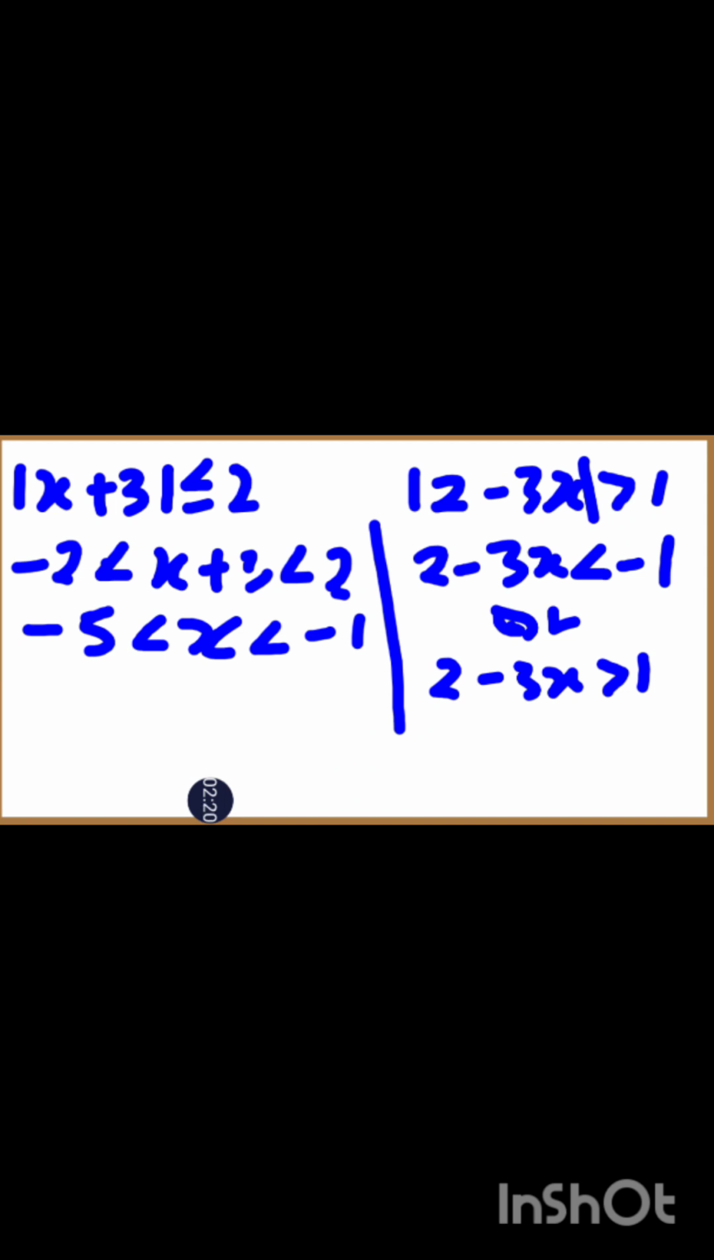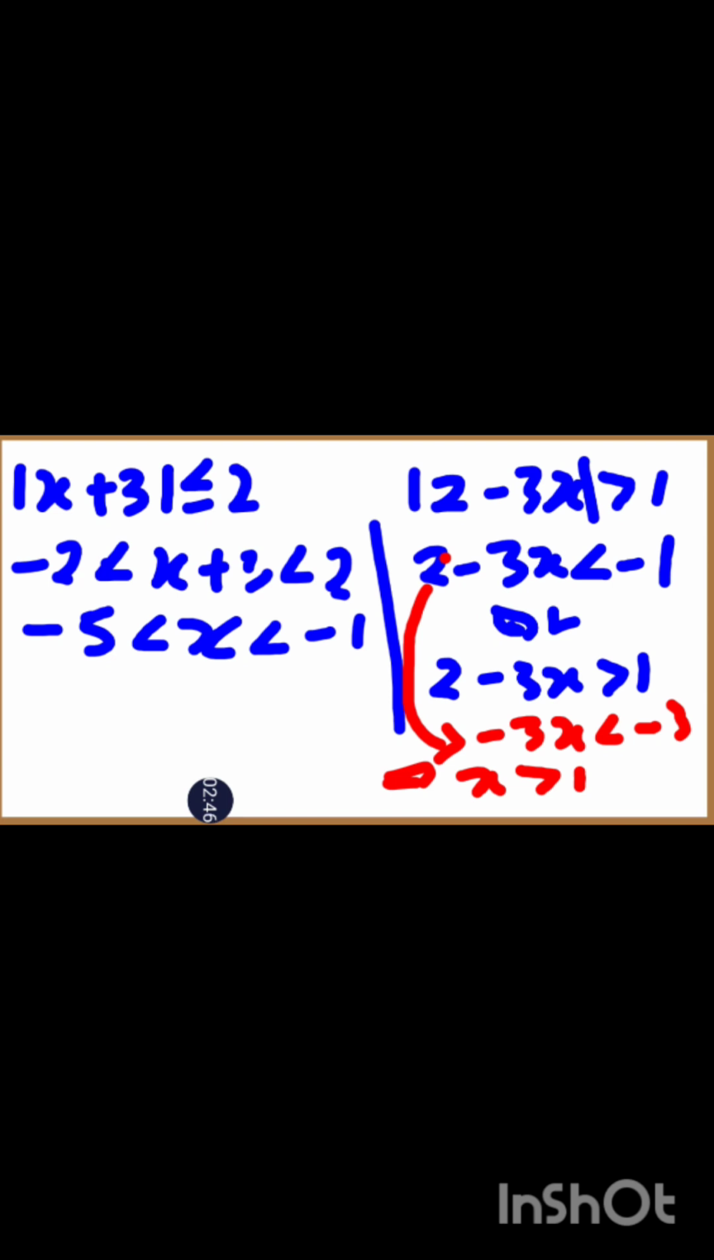Okay. Now if you are solving this one, you collect like terms. You are going to have negative 3x less than negative 3, which implies that x will be greater than 1. I mean the first inequality, when you are bringing like terms here.